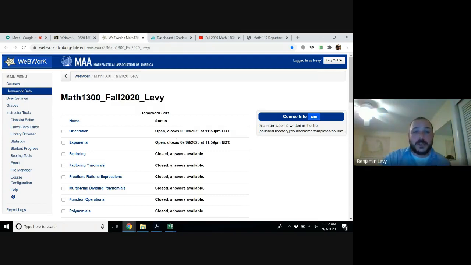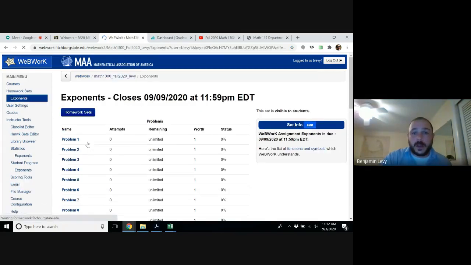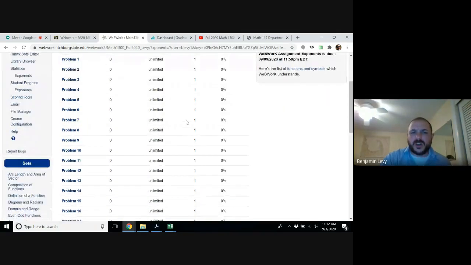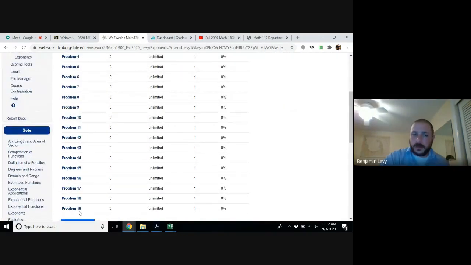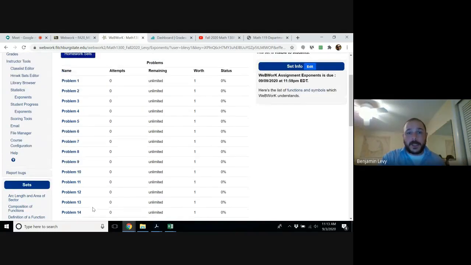The way that these homework sets work, if you go into one, it lists all the homework problems, and this is one of the longer sets, just to be clear. So 19 problems isn't something you'll see in most sets. This happens to be a longer one because it actually encompasses 2 separate sections. But anyway, you can see all the homework problems listed. You can see that you have unlimited attempts at each question, so you can try them as many times as you want to get them right.